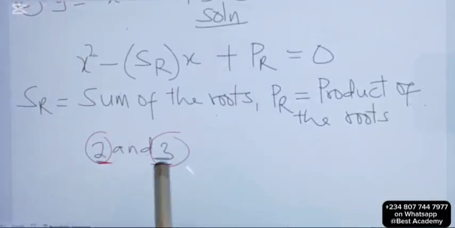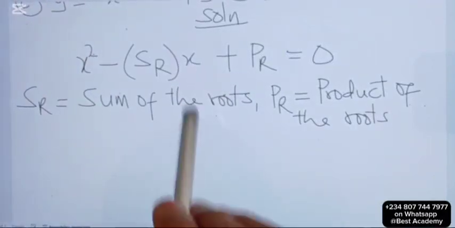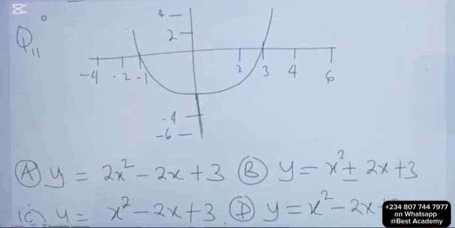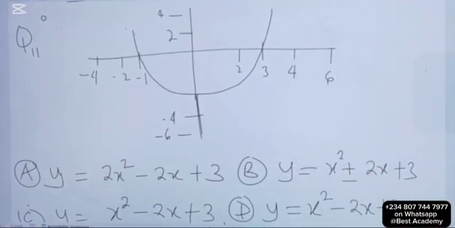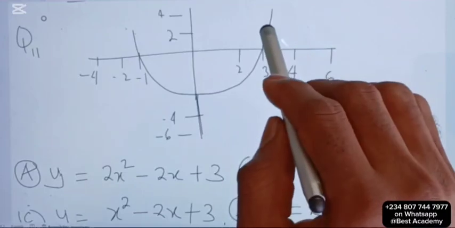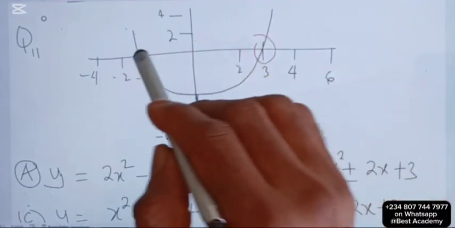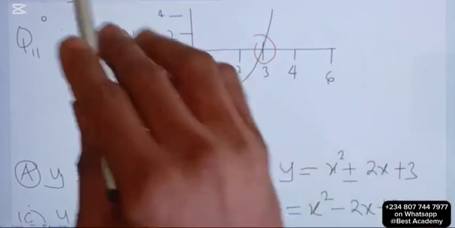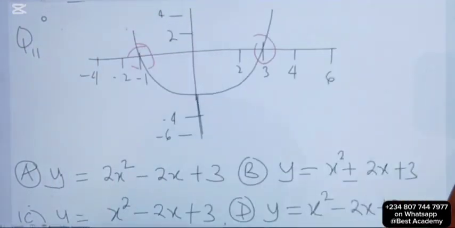Now look into the graph here. Let's check the graph and pick up the roots. The roots are the intersection points, where the graph intersects the axis. These are the intersection points here and here. That means what are the roots there? -1 and 3. Please take note. This is the way we solve by the graphical method. That is -1 and 3.